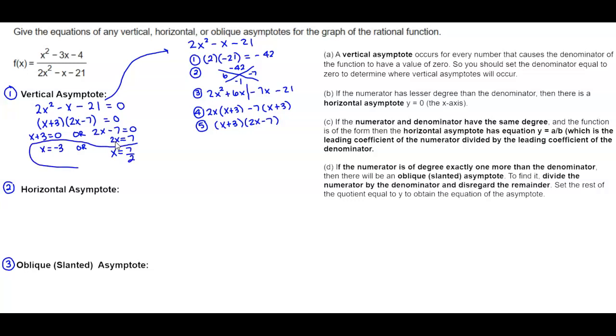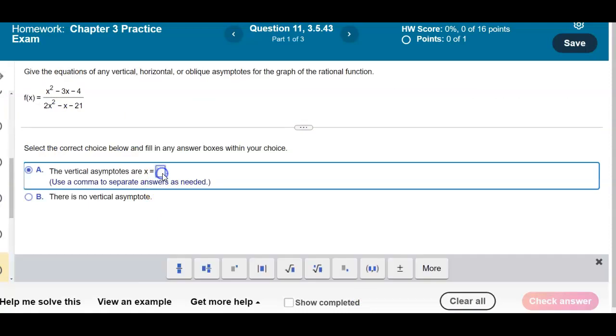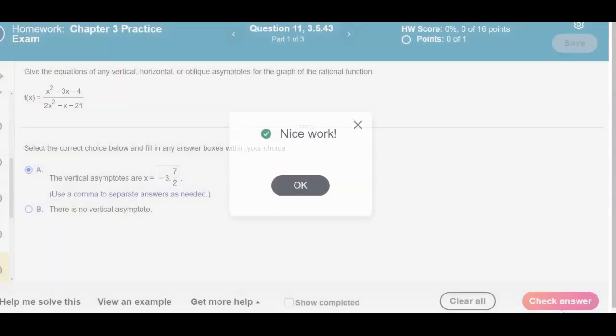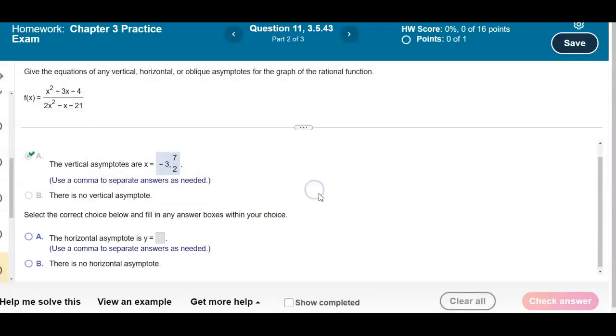So these are the vertical asymptotes, or at least where it's going to give us a 0 in the denominator. So we have negative 3 and 7 over 2. So let's go ahead and put that in there: negative 3, comma, 7 divided by 2. Let's check. And therefore, those are our vertical asymptotes.